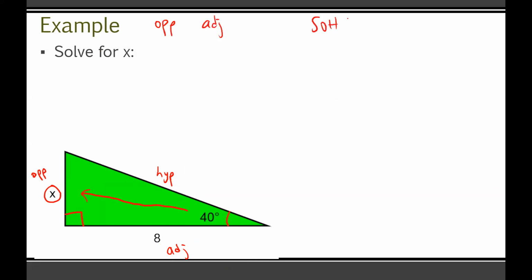Well, if you look at SOHCAHTOA, the trig ratio that uses opposite and adjacent would be tan. So we can use tan to start figuring out what x would be here. Let me show you how to do this. So tan, which once again needs to take in an angle, there's our angle right there, 40. So tan of 40 degrees equals your opposite side, which is x, divided by your adjacent side, which is 8.